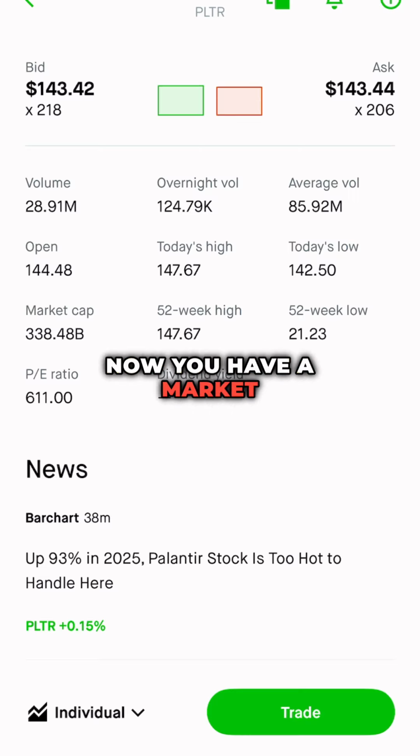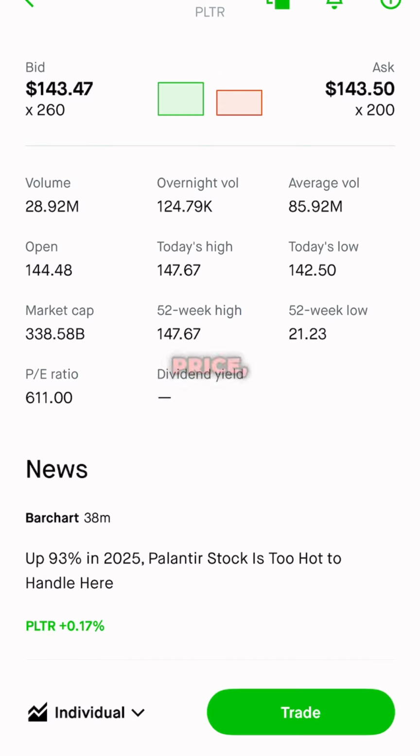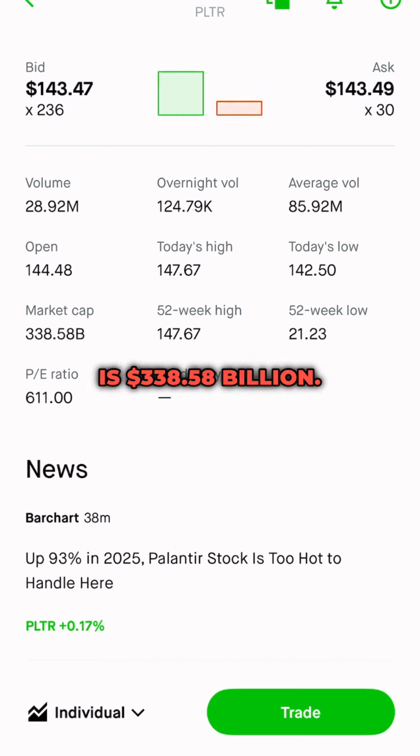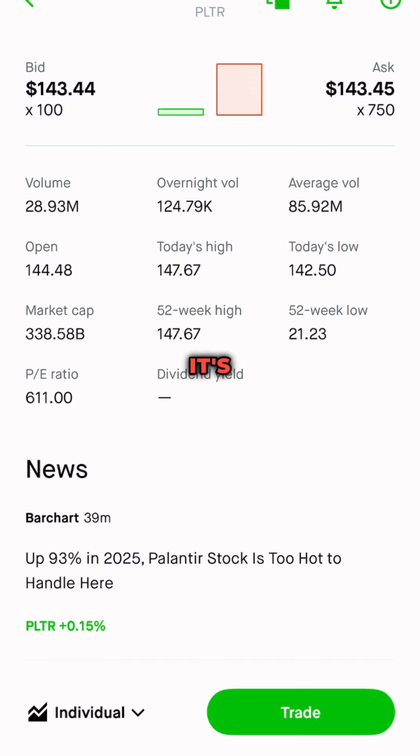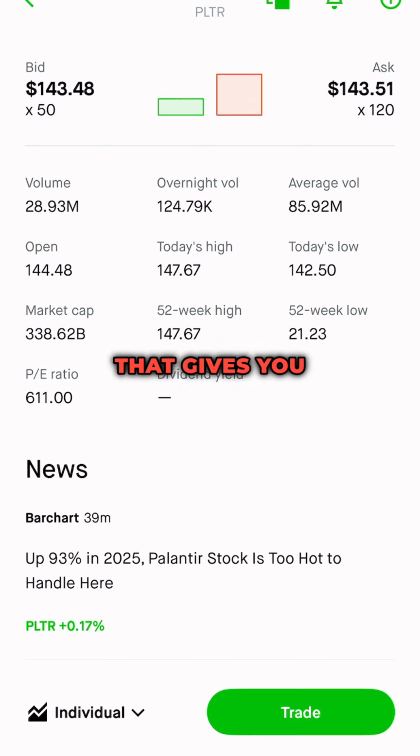Now you have a market cap. What is the market cap? That is the value of the company. With this current price, the value of PLTR is $338.58 billion. It's the price multiplied by the total outstanding shares. That gives you the market cap.